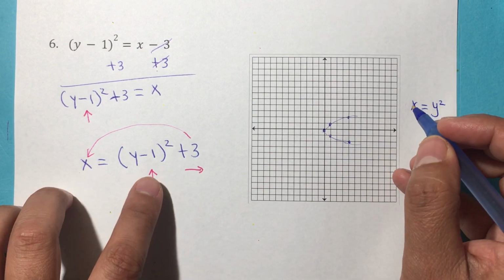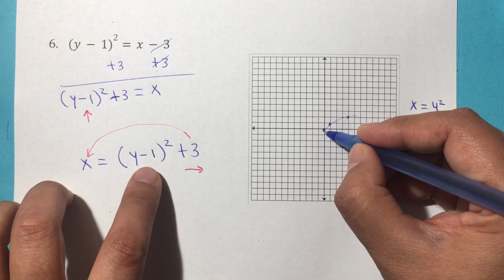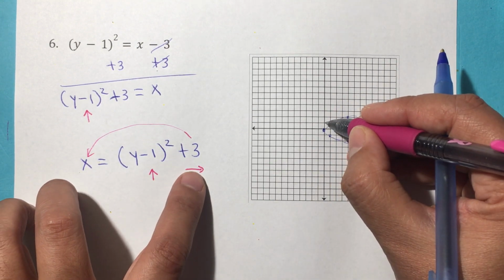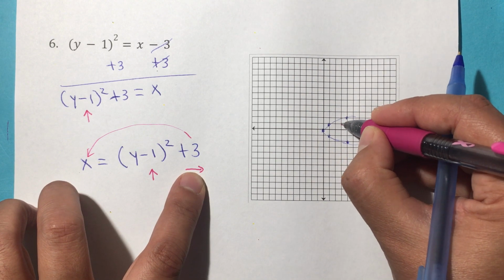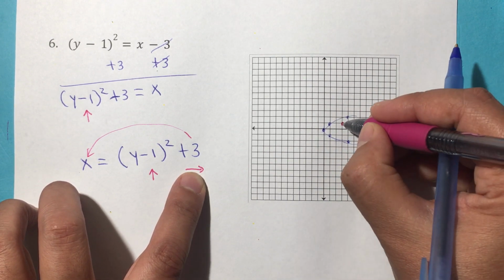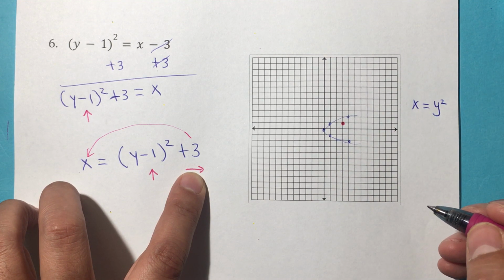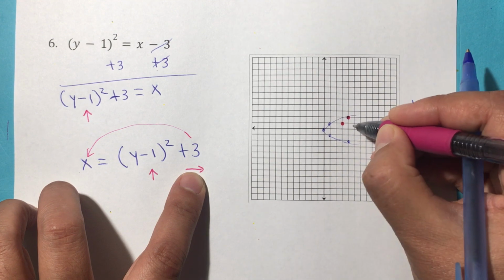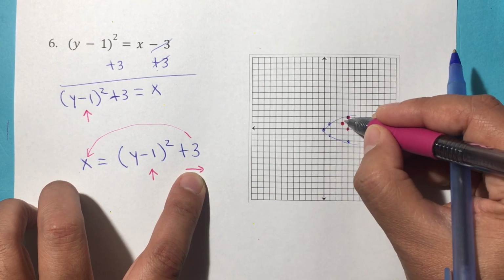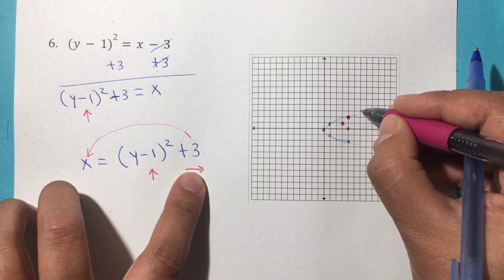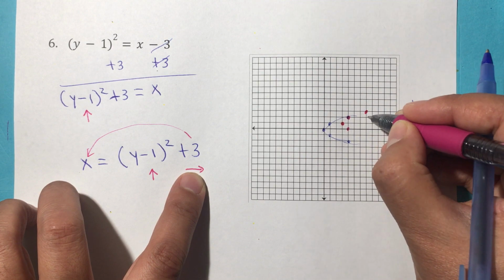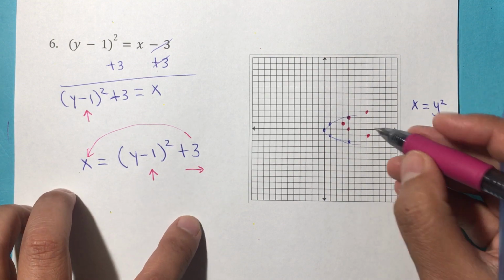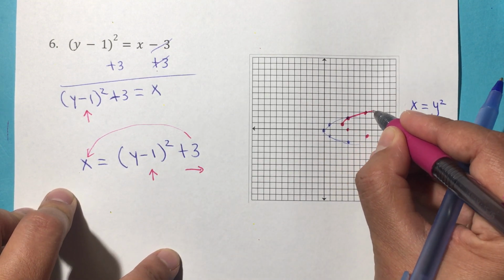Okay, but in here for the vertex, we're going to go 1 space up, 3 spaces to the right: 1, 2, 3, right. That's where my new vertex is, right there. And the other ones are just 1, 1, so right there, and 1, 1, and then 1, 2, 1, 2, 3, 4, and 1, 2, 1, 2, 3, 4, right there. So that's my new transformed parabola.